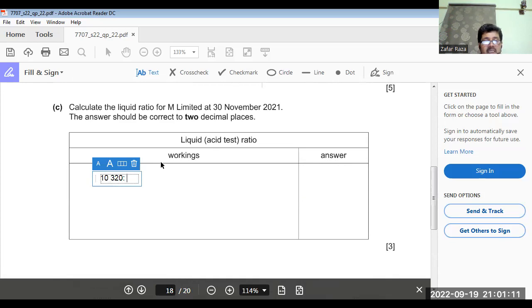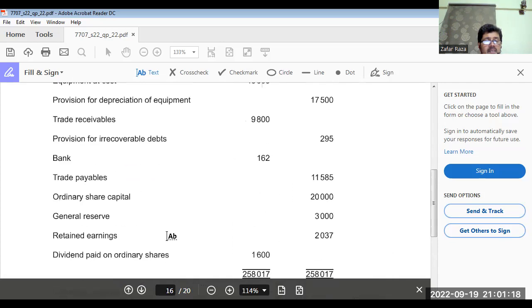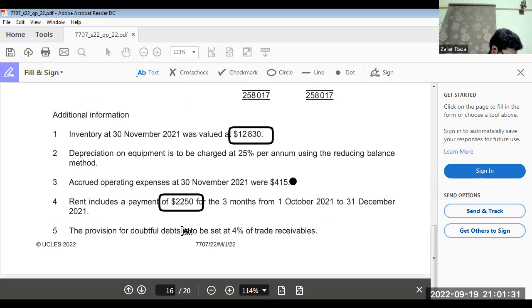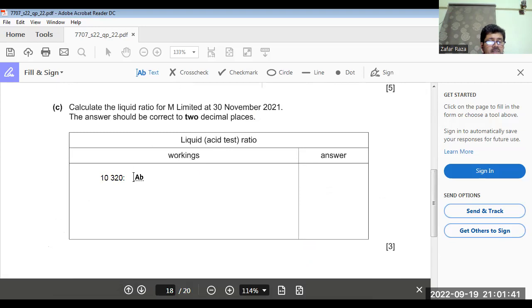Now, current liabilities. Current liabilities we have trade payables 11,585 plus other liabilities 400 plus 1,000. So the current liabilities are 12,985. So the quick ratio is equal to 10,320 divided by 12,985, which is 0.79.